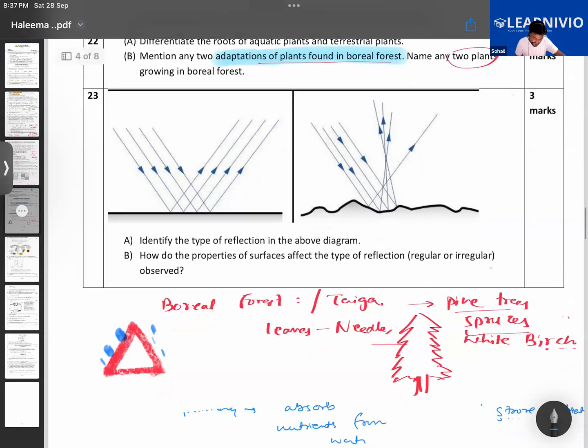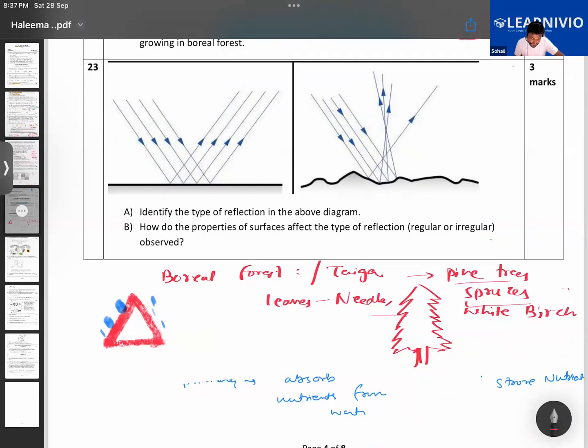Question number 23 is: identify the type of reflection in the given diagram. For the first one, is it regular or irregular reflection here? Yes, Salima, are you there in the class? Answer this now.